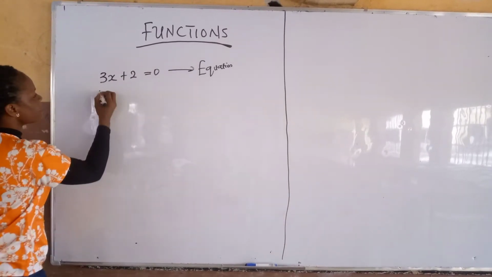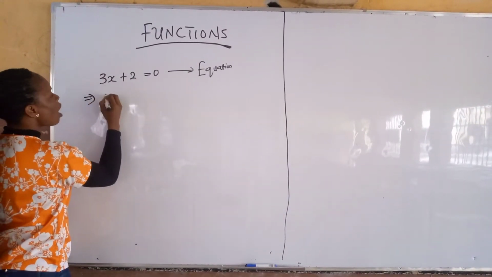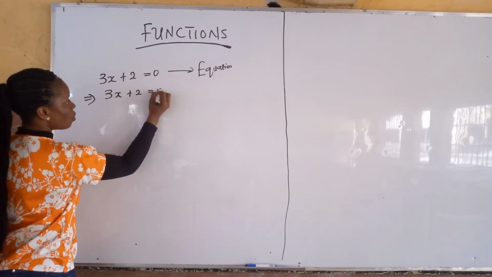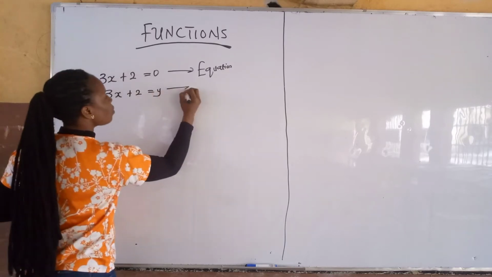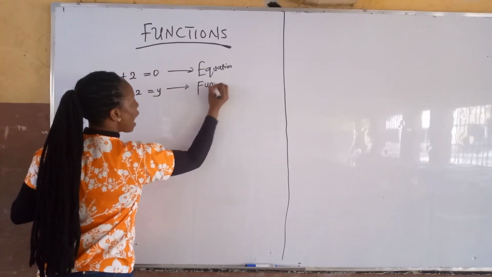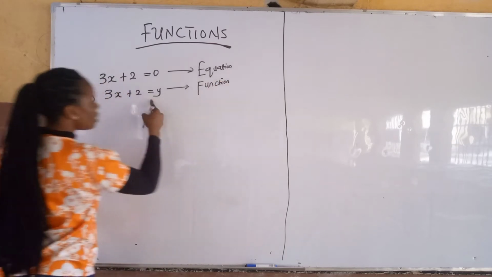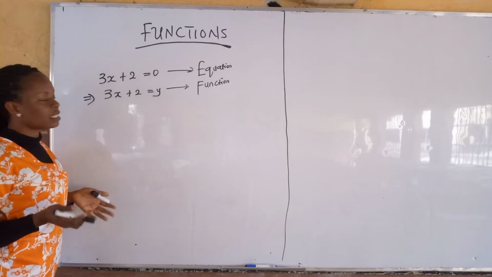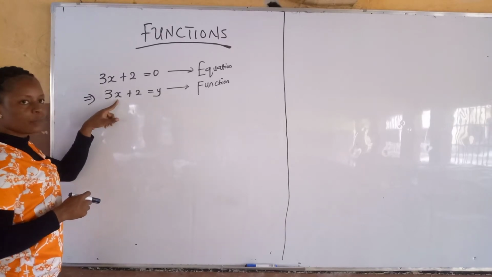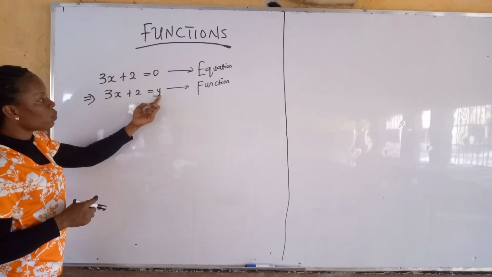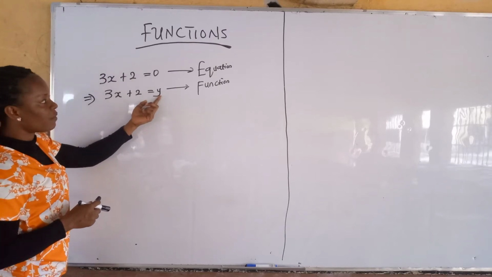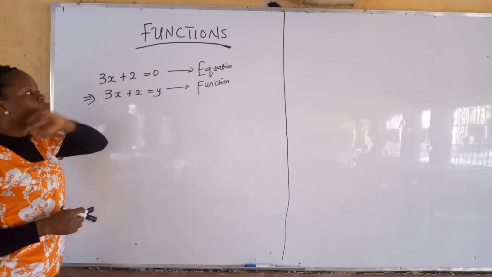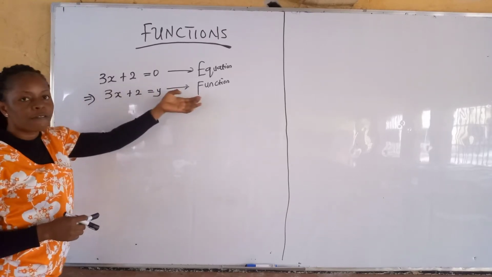But what if we have the same equation written in this form, 3x plus 2 equals y? We call this a function. And why do we call it a function? Because we have two unknown variables here. One is dependent, and the other one is independent. We have this to be the dependent variable, and we call this the independent variable. Because of the presence of the independent and the dependent variable, we call this equation a function.